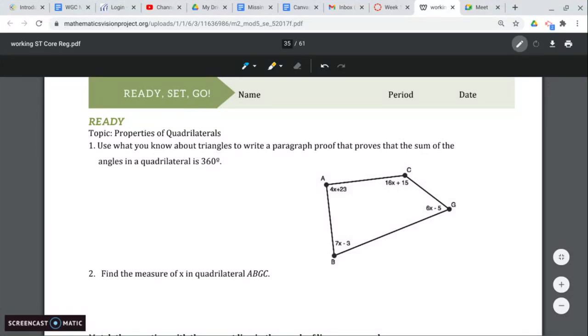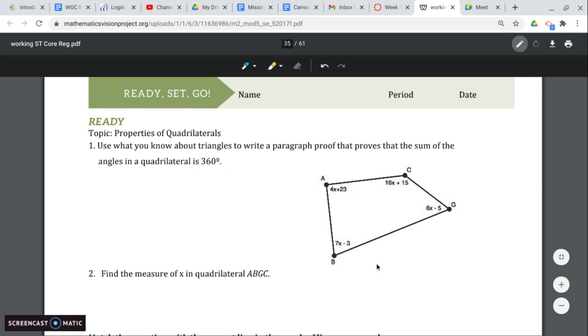All right, on to the actual ready, set, go. What we have here is properties of quadrilaterals. Use what you know about triangles to write a paragraph proof that proves that the sum of the angles in the quadrilateral is 360 degrees. I'm going to have you guys do this. I want to see what you can come up with. Use what you know about triangles. Think about splitting your quadrilateral in half and explaining what you know to show how it'd be 360 degrees.